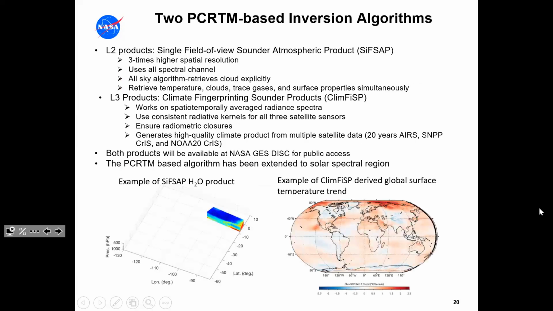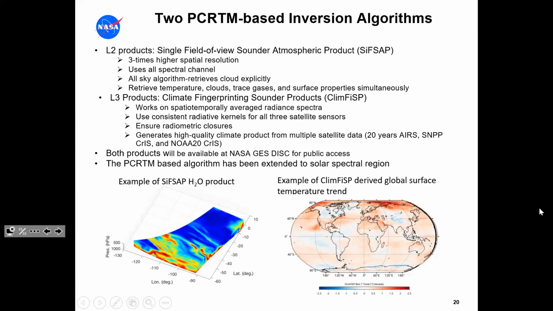Anyway, I just want to show you some results. So we have this SiFSAP, single field of view physical retrieval algorithm. We have a spectral fingerprinting method called ClimFiSP. Okay, so the SiFSAP again has a 3 times higher spatial resolution. Actually, it should be 9 times the area spatial resolution. We use all the spectral channels and so on.